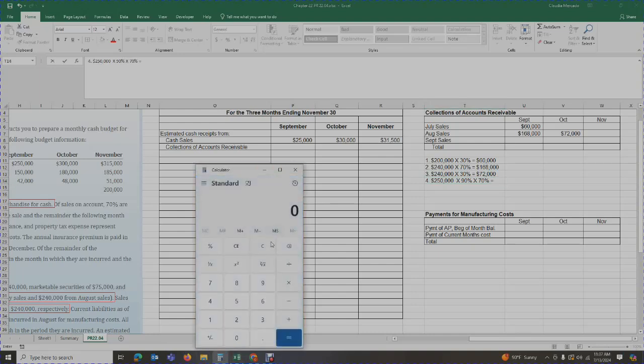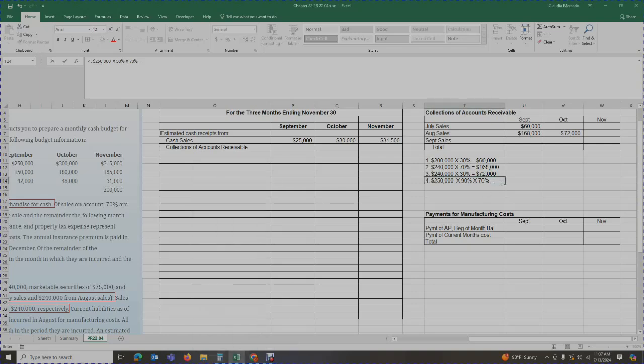So let's get our calculators. 250,000 times 90% gives you that, times 70% gives you 157,500. When am I going to collect those 157,500? Well, if I made the sale in September, that means I'm going to collect that 157,500 in October, the month after.